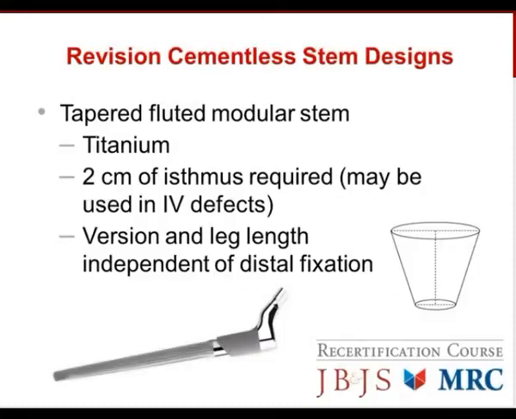The tapered fluted modular stem has increased in popularity in the past 10 years. This is a titanium implant. It's a little bit more flexible than the fully porous coated cobalt chrome implants. 2 centimeters of isthmus is probably required. Occasionally we can get away with even less than that. And the nice thing about these modular implants is that version and leg length can be put together independent of the distal fixation. So the distal stem obtains fixation. The proximal body allows variation in limb length, offset, and anteversion, which can be very helpful in terms of restoring biomechanics.